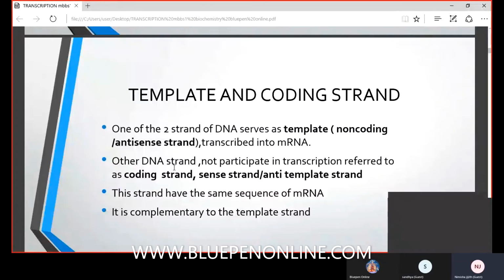So keen attention is required. One of the two strands of DNA serves as template. That particular strand, the template strand, is known as the non-coding or antisense strand. That particular strand is transcribed into mRNA. The other strand, which does not participate in transcription, is referred to as the coding strand, sense strand, or anti-template strand.